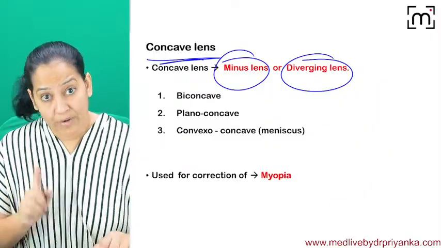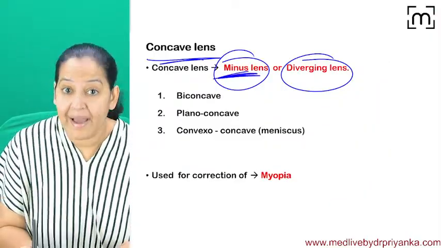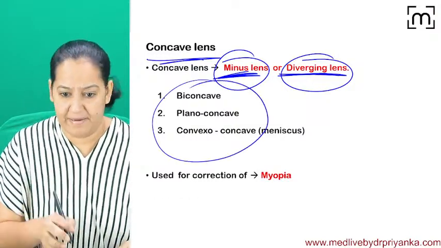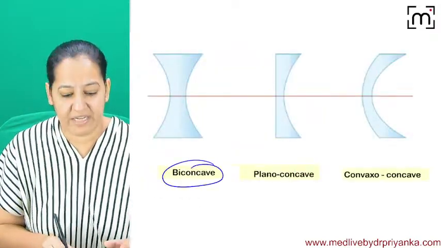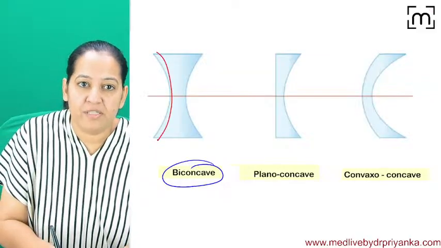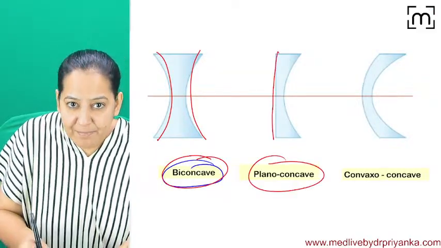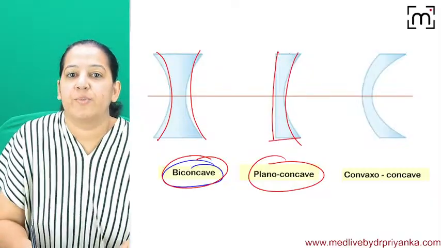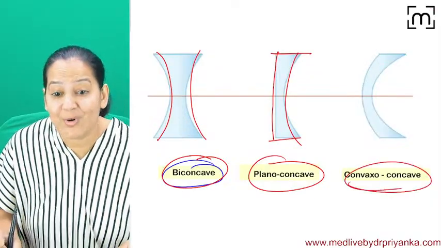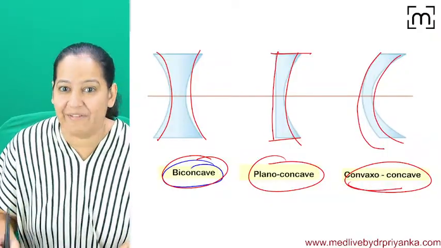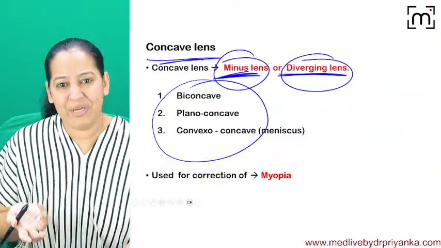Okay, so concave lens. Concave is minus and it is diverging because it diverges the parallel rays, and it is also of 3 types like the convex. This is biconcave. You can appreciate the 2 surfaces. Both the surfaces are concave. That's why biconcave. Plano-concave, one surface is plane, one is concave. That's why it is plano-concave. And convexo-concave. One surface is convex, one is concave. So the 3 types, everyone knows.